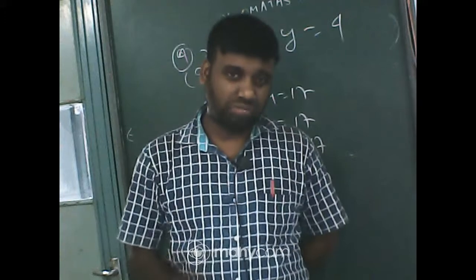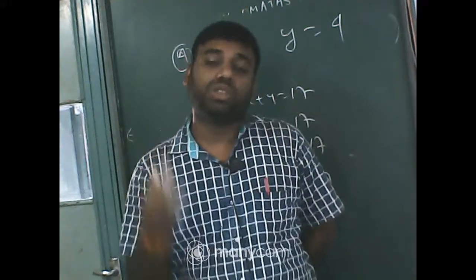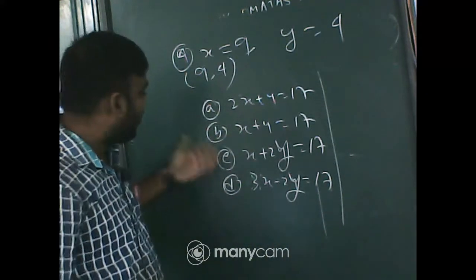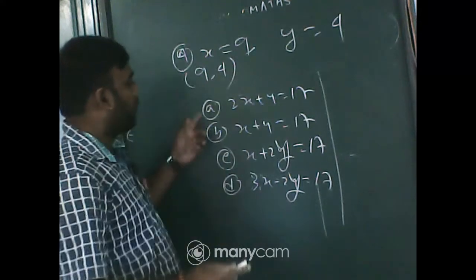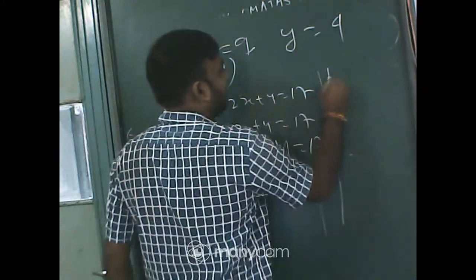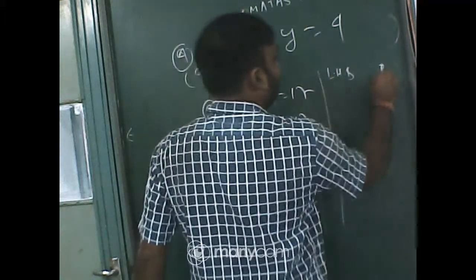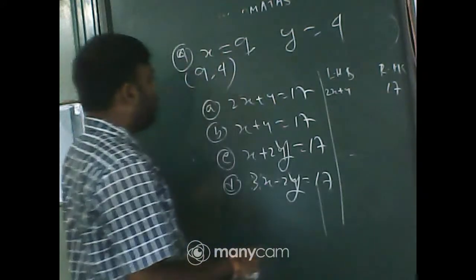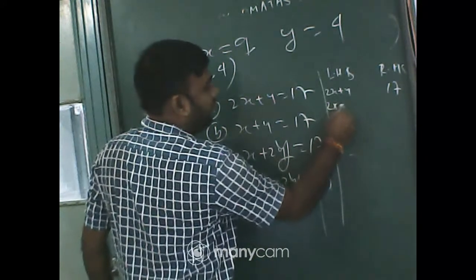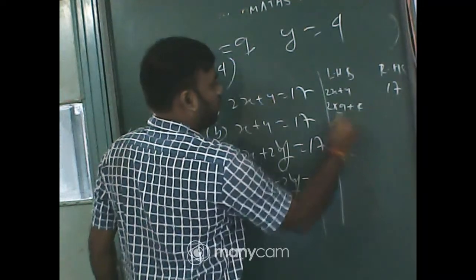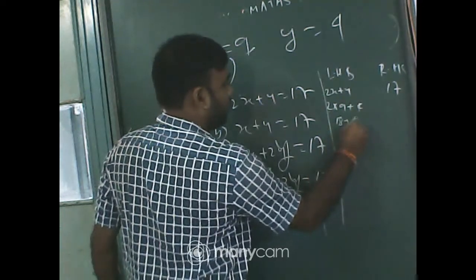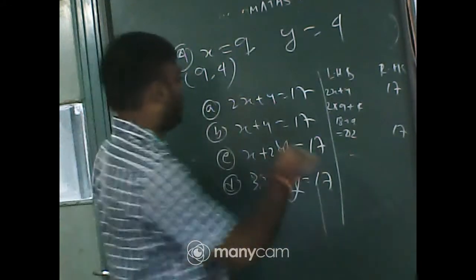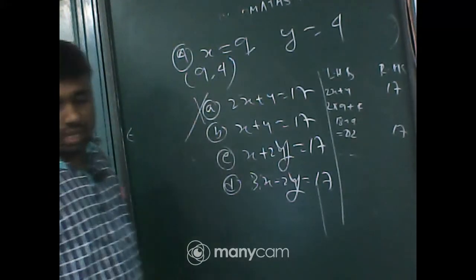And how to check this question? You have to check which solution. I'm explaining the third one as it is the answer, otherwise I have to check. First one, left hand side 2x plus y, and right hand side 17. Put x equal to 9: 2 into 9 plus 4, so 18 plus 4 is 22, and right hand side is 17. 22 is not equal to 17, so the first one cannot be the answer.